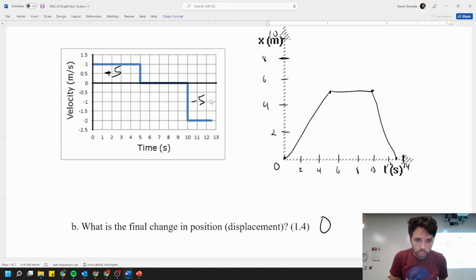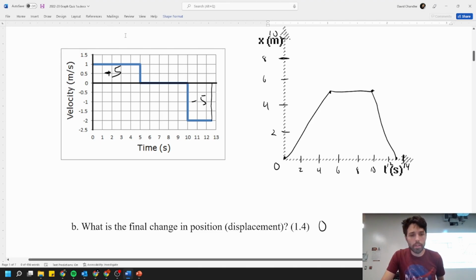Or if you took this line out to 13 and did it like this, you might have a different answer, and that's okay. If you did that, then you have -6 here, and your answer would be -1. So I'll take 0 or -1. I think technically the answer should be 0, but I'll take either answer. All right, next question.